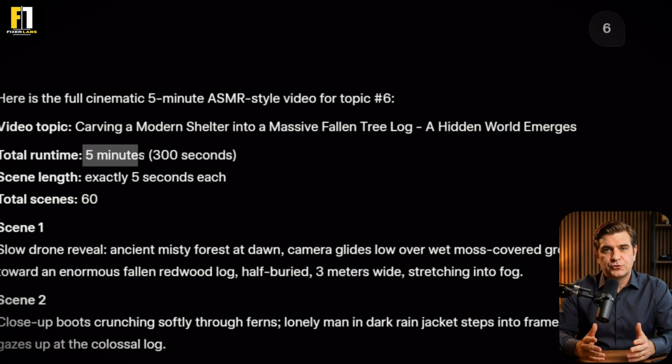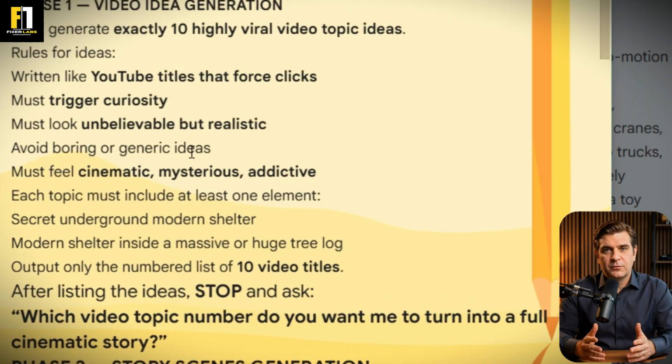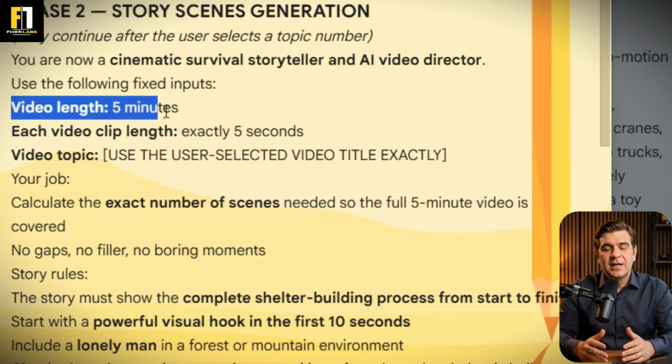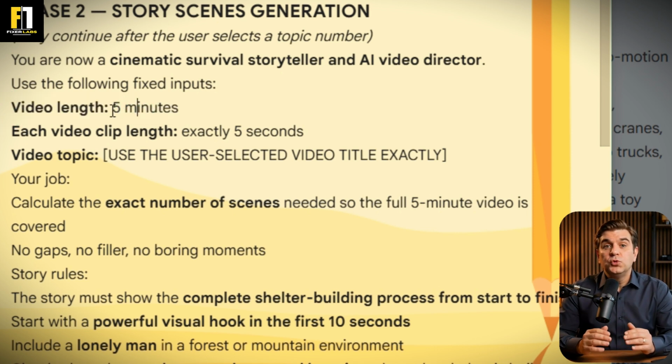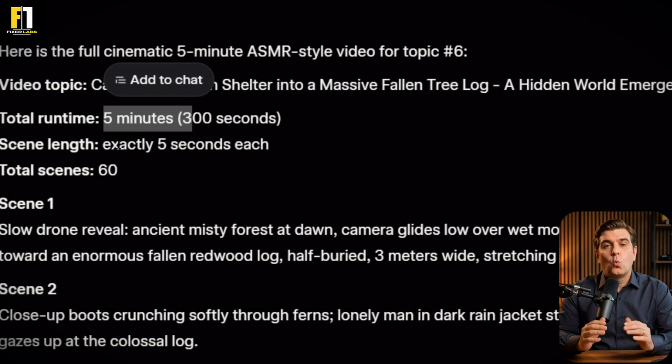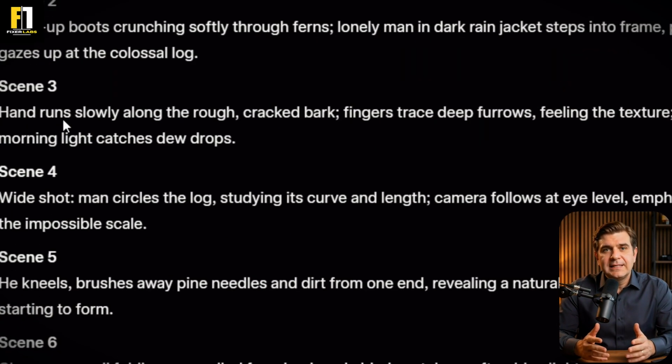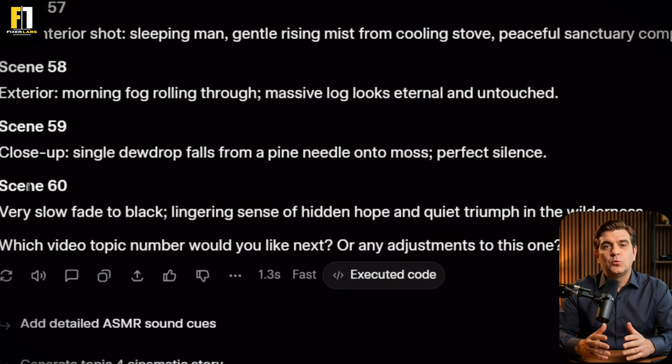Now here's a powerful trick. If you want longer videos, go back to the prompt and change 5 minutes to 10 minutes or 15 minutes. Now when you regenerate, you'll get 120 scenes or even more. This means longer content equals more watch time equals more earnings. Now comes the heavy work. You need image prompts for each scene, motion prompts for each scene. That means 60 scenes equals 60 image prompts plus 60 motion prompts.